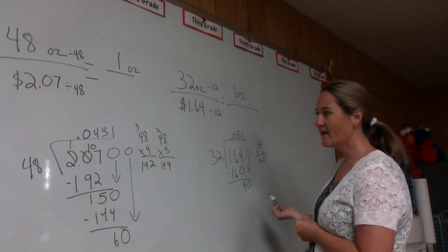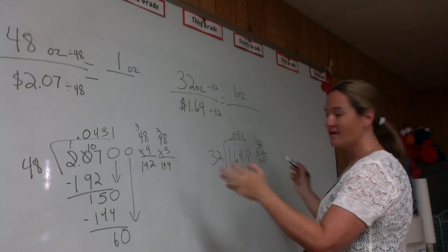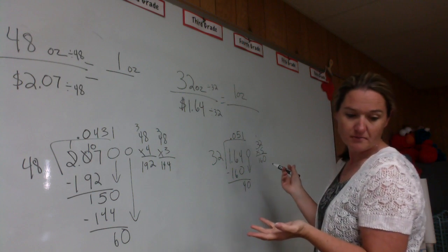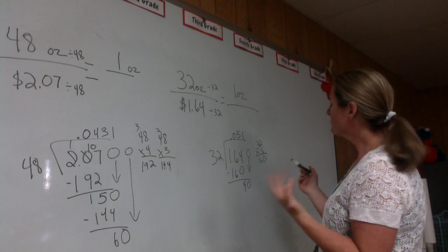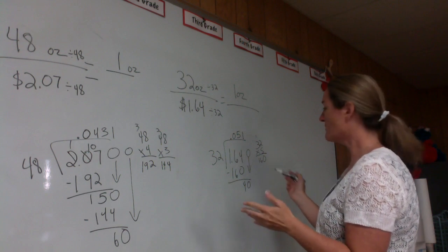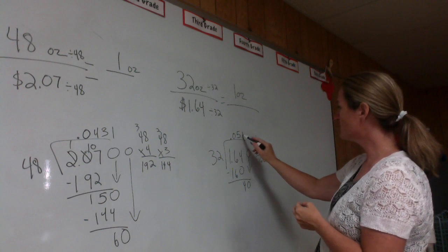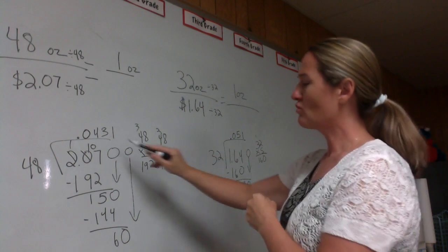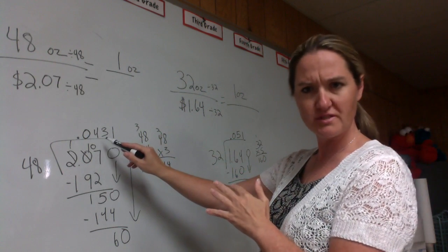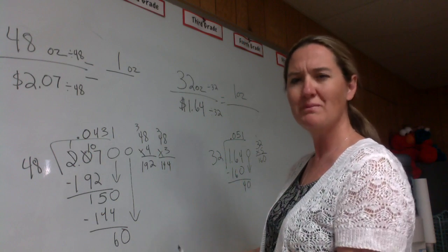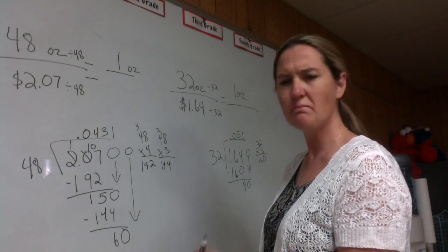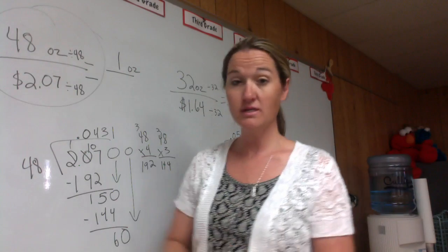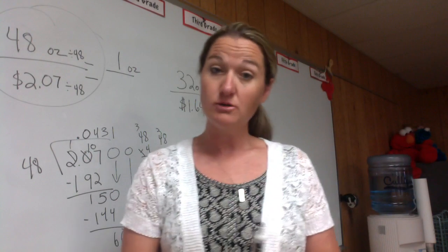Well, right off the bat, as I'm comparing, I really don't necessarily need to go further because I already see that this is going to be a little over 5 cents per ounce, or this one's a little over 4 cents per ounce. So which one am I paying less per ounce? Which one's the better deal for me? It would be this one, and that would be my answer. All right, so good luck.